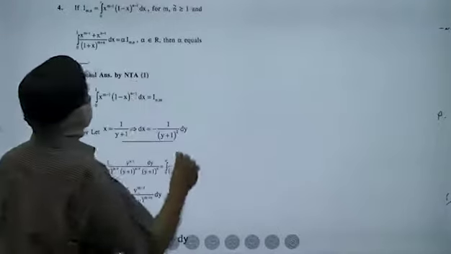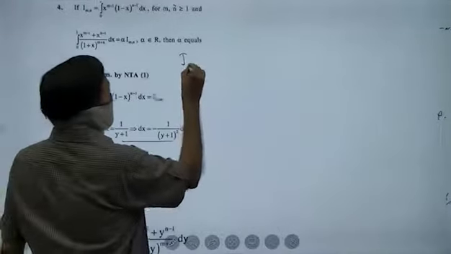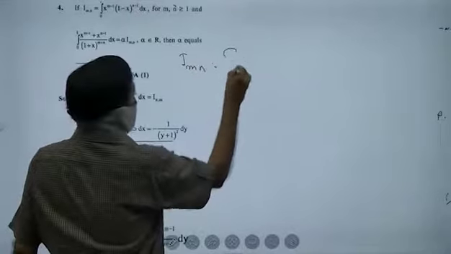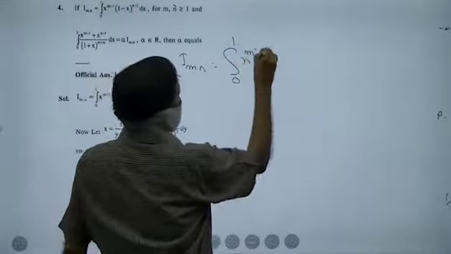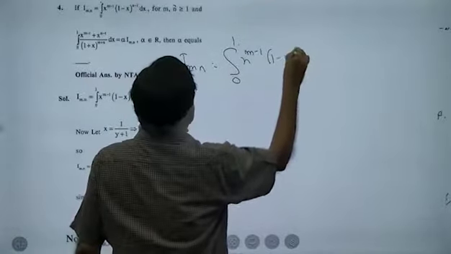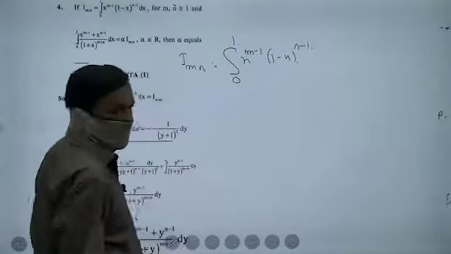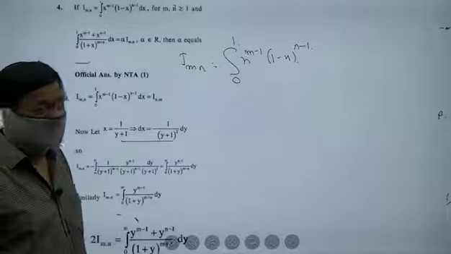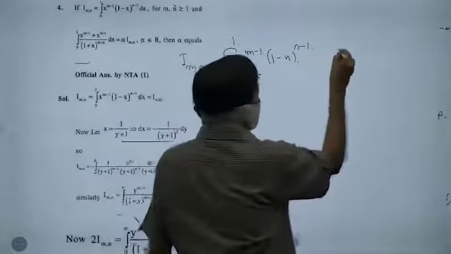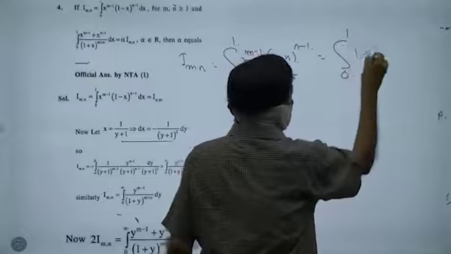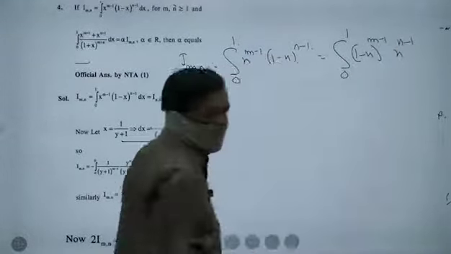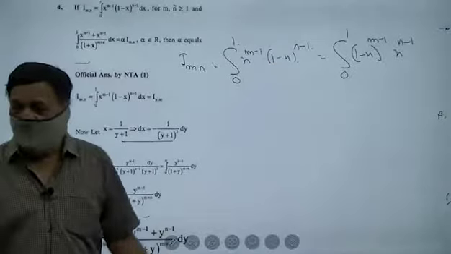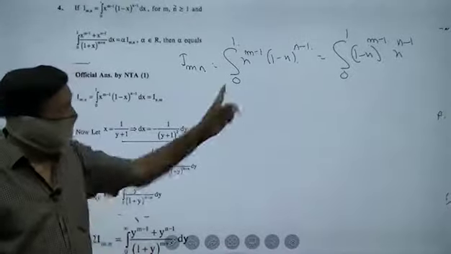Right. Now, Imn is the integral from 0 to 1 of x power m minus 1 times 1 minus x whole power n minus 1. Right? This is also as good as the integral from 0 to 1 with x replaced by 1 minus x. Correct? So these two are one and the same.